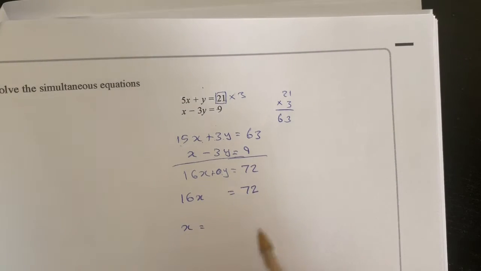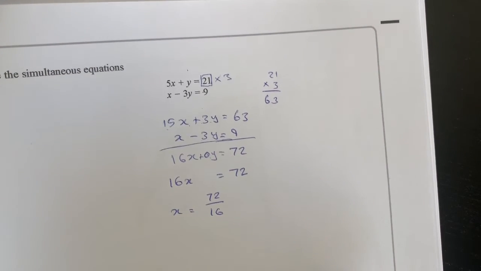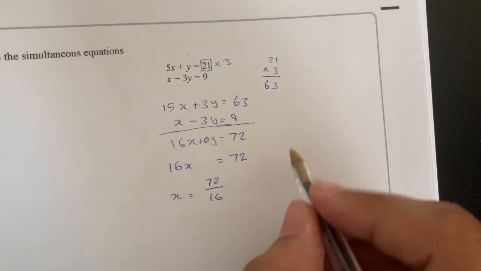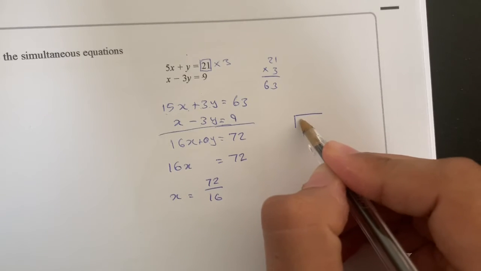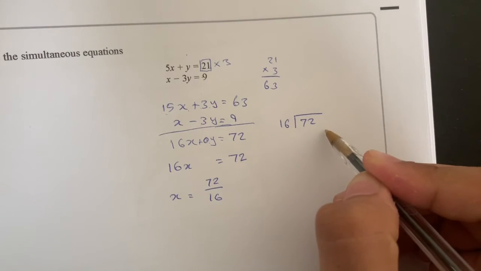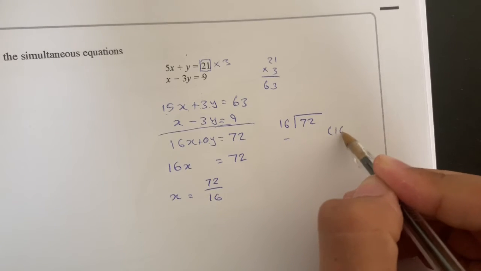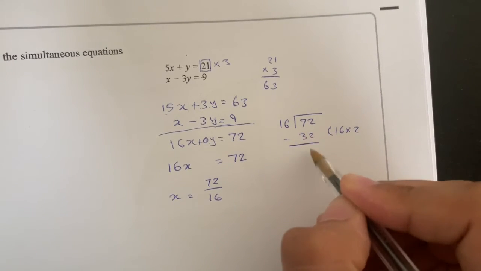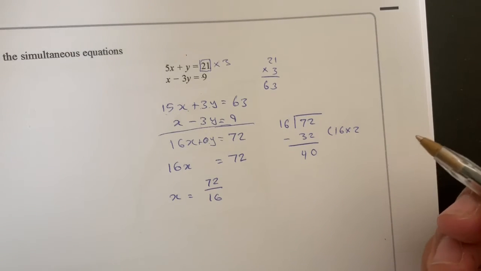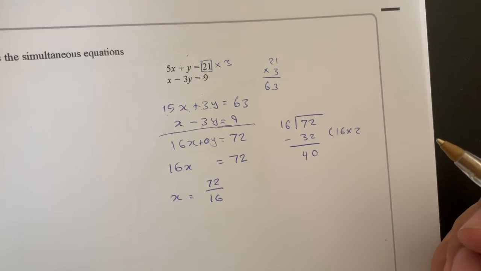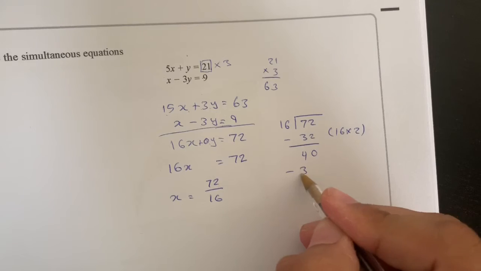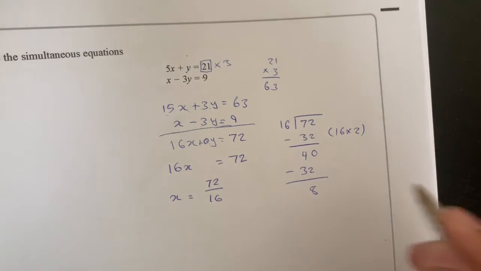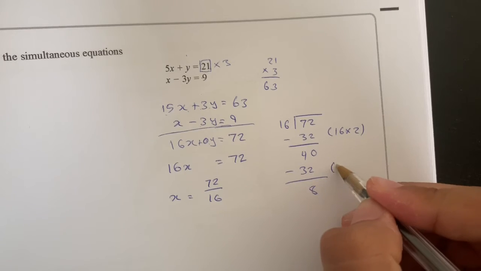Therefore, x is equal to 72 divided by 16. Now, we have to divide, unfortunately. So we can use the chunking method since we don't have a calculator, since this is a calculator not allowed paper. 72 divided by 16. If we subtract 16 times 2, so if we subtract 32, we get 40. Then we subtract another 32, we get 8, right? 16 times 2.